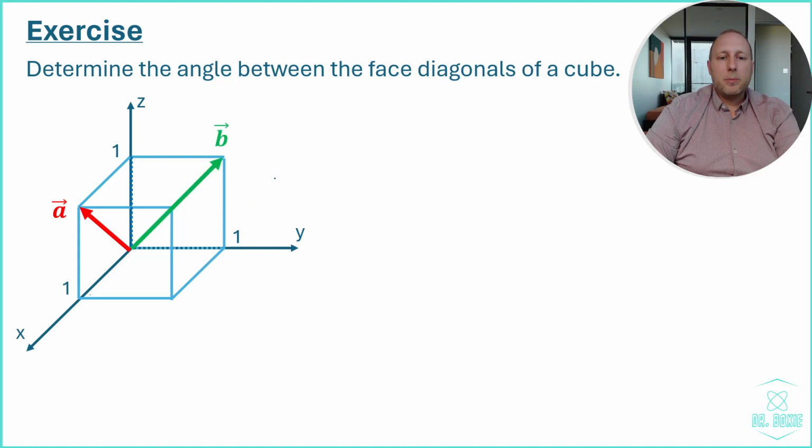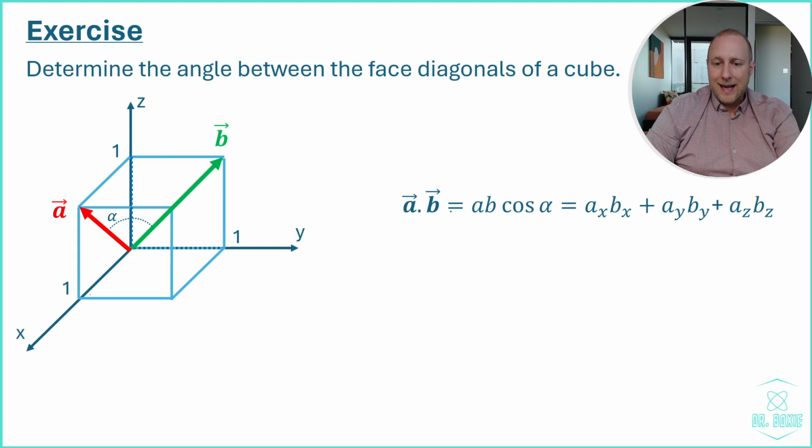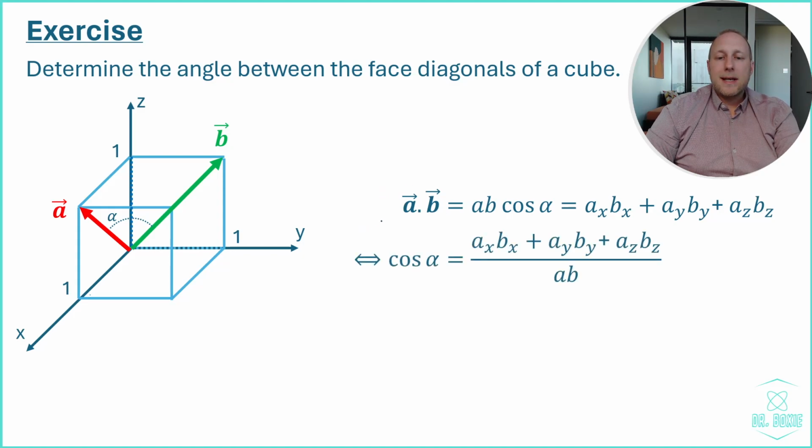Now, there are several approaches that you could take to calculate the angle between them, alpha. One possible way to do it is to use what we learned about the dot product. We saw that the dot product of two vectors can be calculated in two different ways, either by multiplying a, b, and cosine alpha, or by multiplying the components and adding them. Using this equality, we can isolate the cosine of alpha.